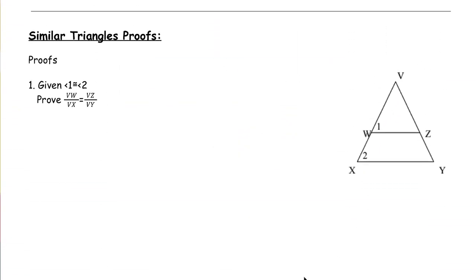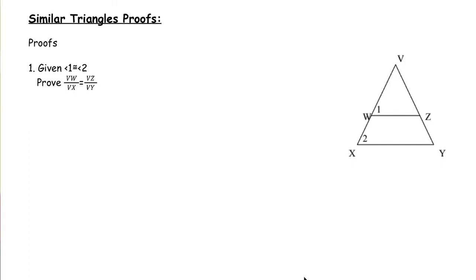So let's look at our first proof. We have three proofs that we want to do here. We are given a pair of congruent angles in the given. Our goal is to get a pair of sides proportional. So we're going to be proving the triangles similar, and then we're going to use that statement that says if triangles similar, then corresponding sides proportional.